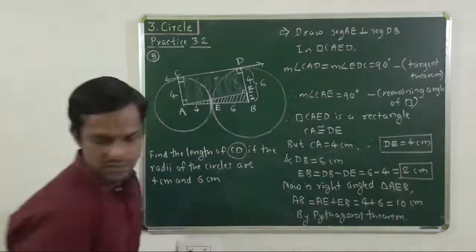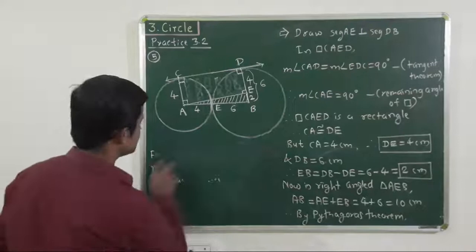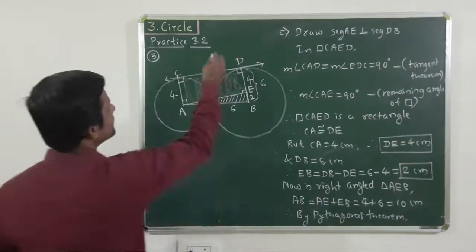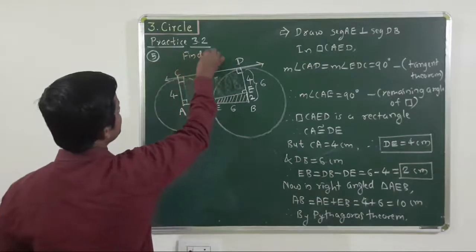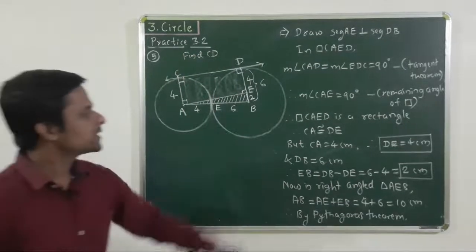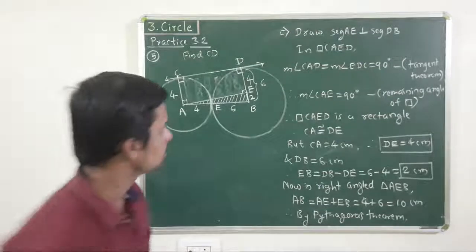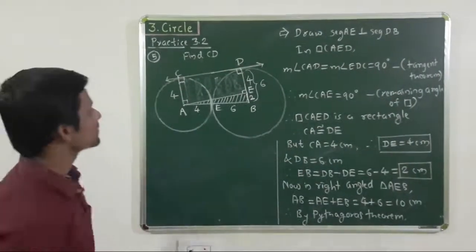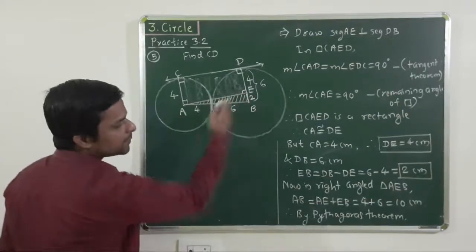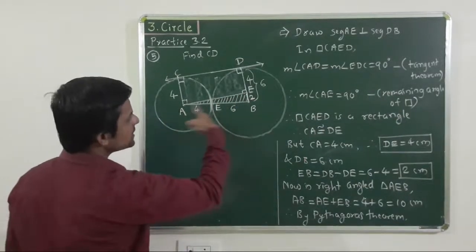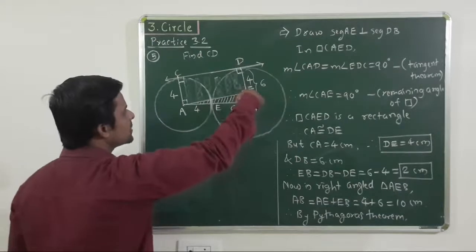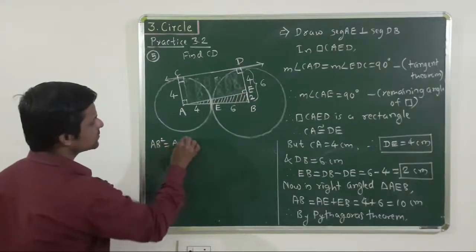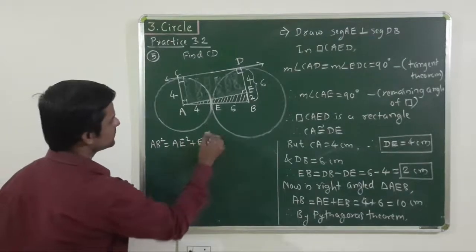Our target is to find CD. I'm writing here, find CD. Hence by Pythagoras theorem, in right angle triangle AEB, hypotenuse AB square is equal to AE square plus EB square.